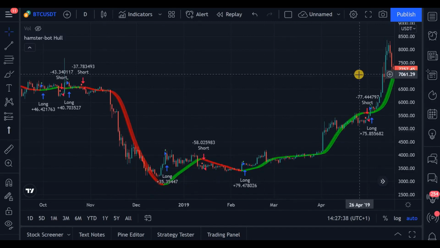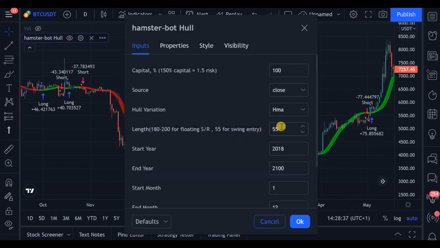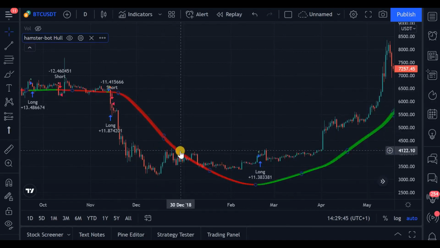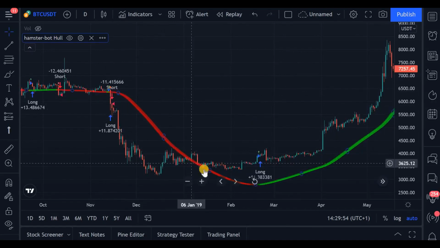For you to better use this indicator to make profitable trades, I would have to adjust the settings so that it can reduce the amount of fakeouts in the chart. You click on this. The only thing you are going to change is this right here, the length from 55 to 200. This would help reduce the number of fakeouts when using this strategy, and it would increase the percentage win rate when you are using this indicator. Right now, I would go ahead and click on OK. You can see that the indicator has been properly adjusted and there are little to no fakeouts in this indicator.